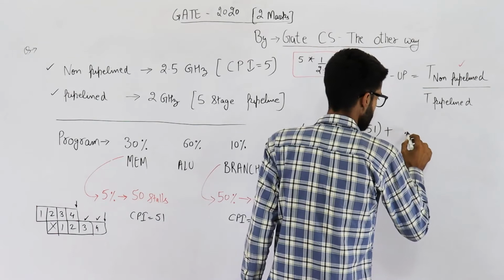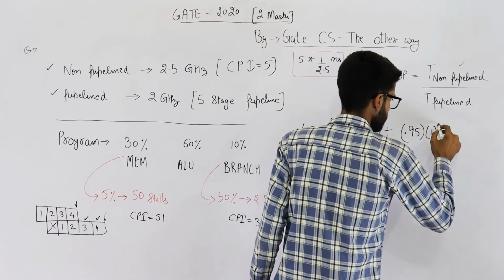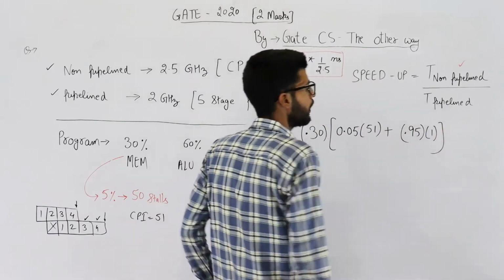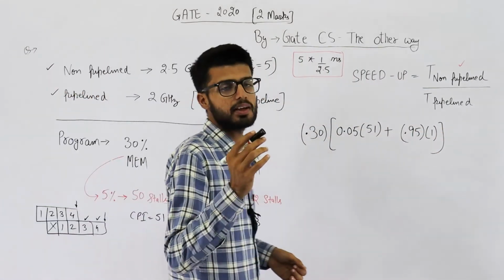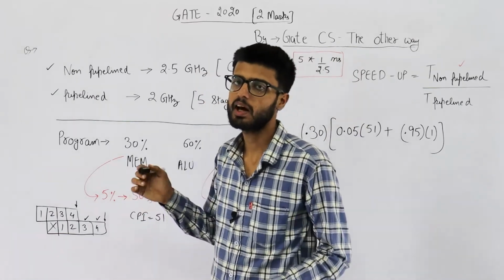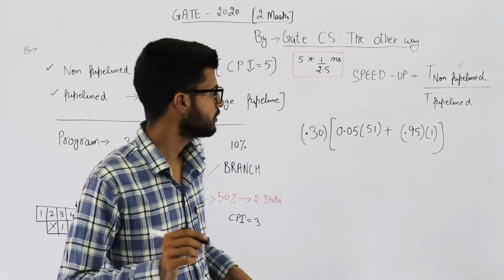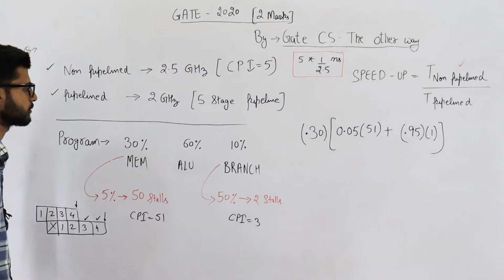That means 0.95 into 1. How can I say that it will be having CPI of 1? Because they haven't mentioned anything about stalls. So you can assume they have 0 stall cycles. 0 stall cycles means CPI 1. Basically, we are assuming the best case.